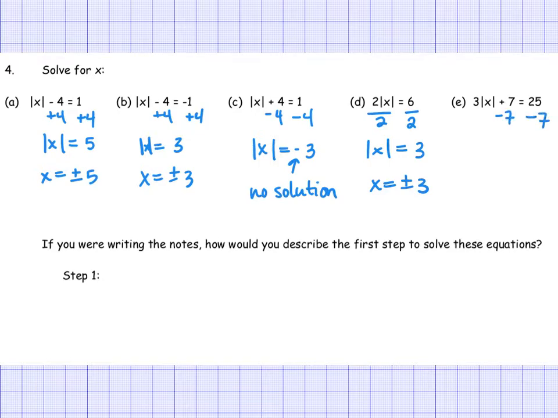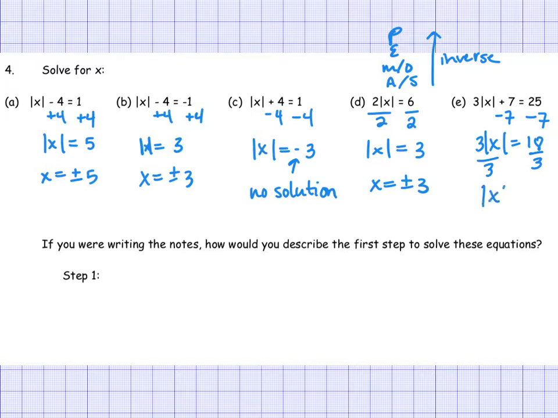Keep in mind when you're thinking about the order of operations, so parentheses, exponents, multiplication, division, addition, and subtraction. When you're solving, you're basically going the opposite direction and undoing all of those as you go through those. So the inverse operation to adding is subtracting. So I'm going to have 3 times the absolute value of x equals, let's see, 25 minus 7 is 18. And then I'm at the backwards of the multiplication and division. So I'm going to undo the multiplication by dividing by 3. Absolute value of x equals 6.